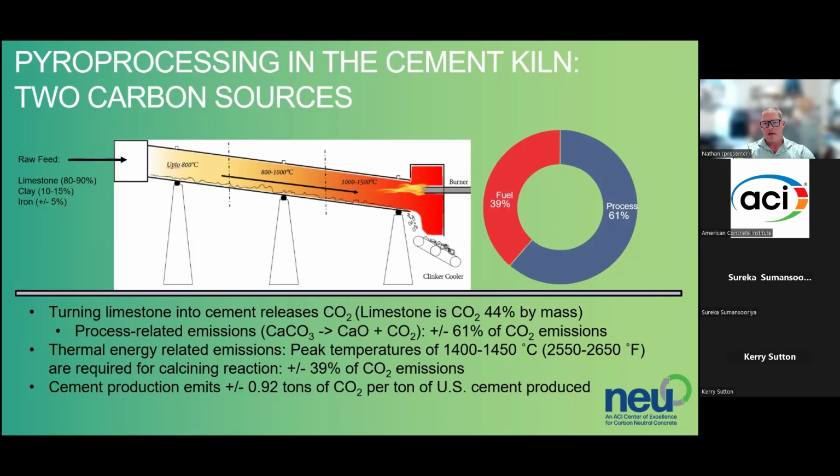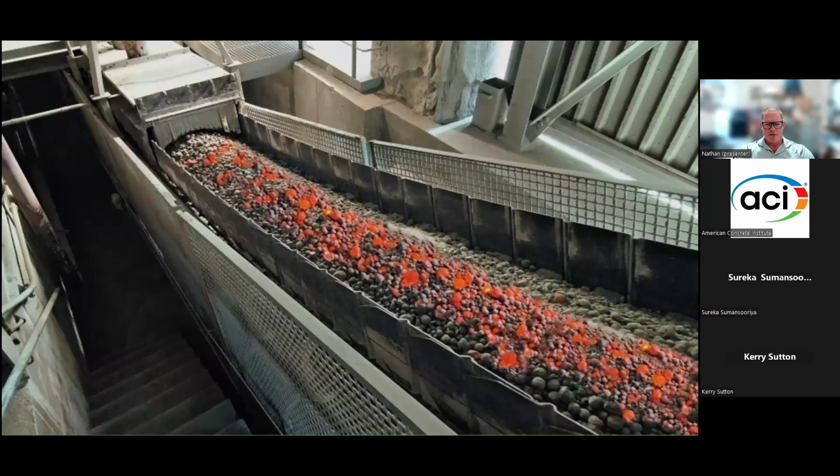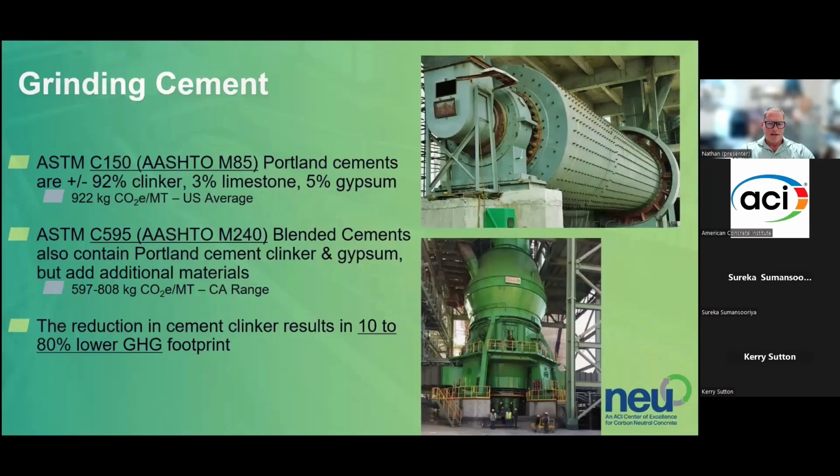Even if we had electrical kilns or hydrogen fueled kilns or something like this, we'd still have most of the carbon dioxide associated with this. And that's what makes this industry so challenging to decarbonize. Here's what the clinker looks like after it comes out of the kiln. It's going to be on its way to making cement in a minute.